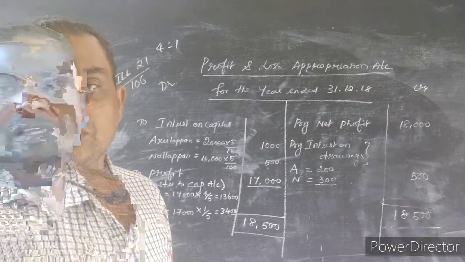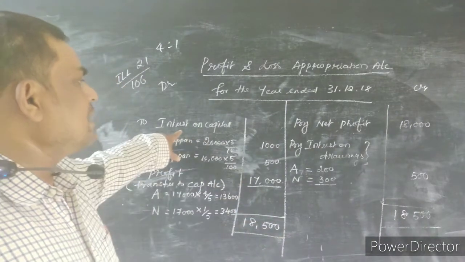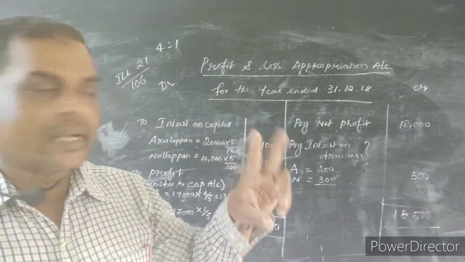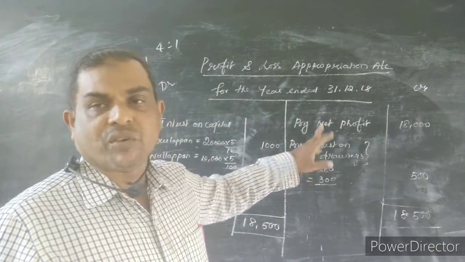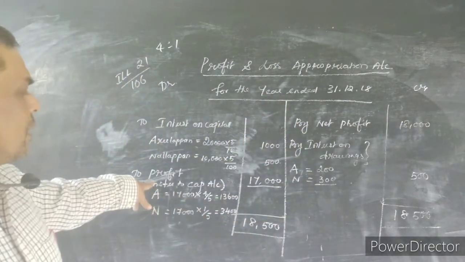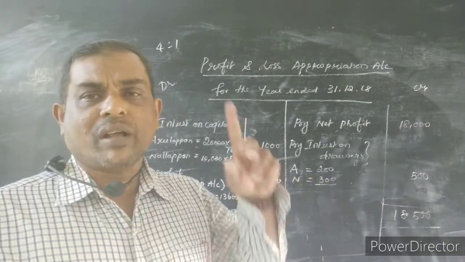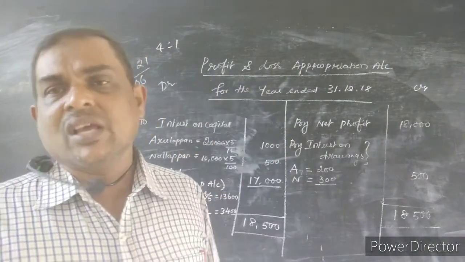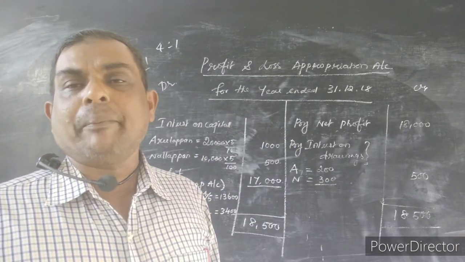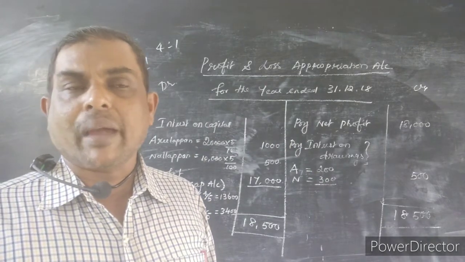Here, one is interest on capital, for that 2 entries, and another one is interest on drawings, for that also 2 entries, and we got profit. That profit should be transferred to partner's capital account. So for that 1 entry, totally 5 entries. Okay, so interest on capital. What is the journal entry for interest on capital?